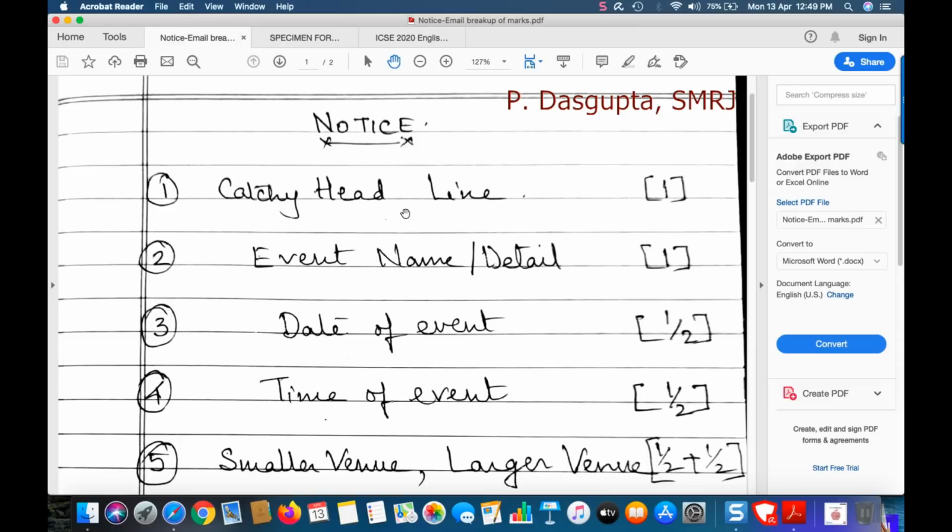Take 2 minutes, think. What would be the catchy headline? Help the needy. Another catchy headline can be helping hands. Could you think of some?